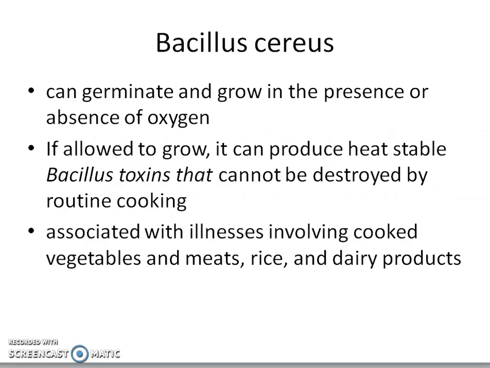In the case of Bacillus cereus, they can germinate and grow in the presence as well as the absence of oxygen. It is not a strict anaerobe, and if allowed to grow, they produce heat-stable Bacillus toxins that cannot be destroyed by routine cooking. The disease associated with it mainly involves cooked vegetables, meats, rice as well as dairy products. Bacillus is a spore-forming bacteria commonly found in the soil. It is found everywhere.